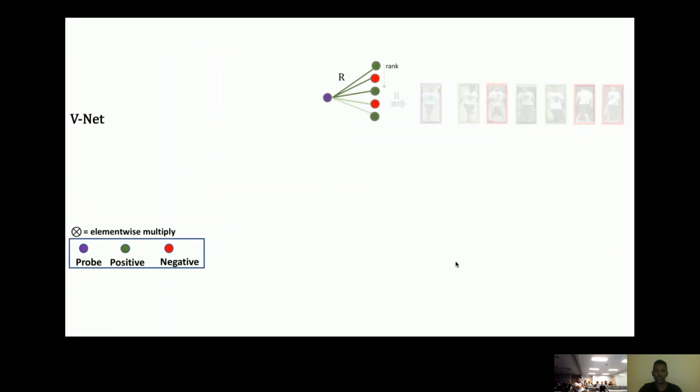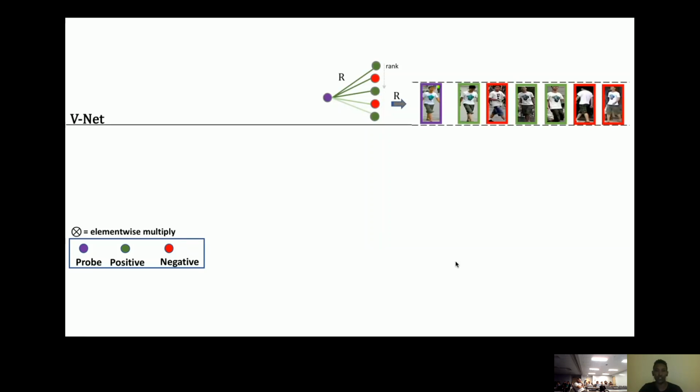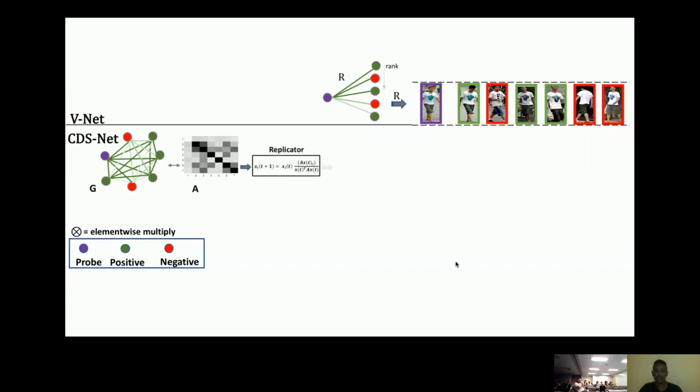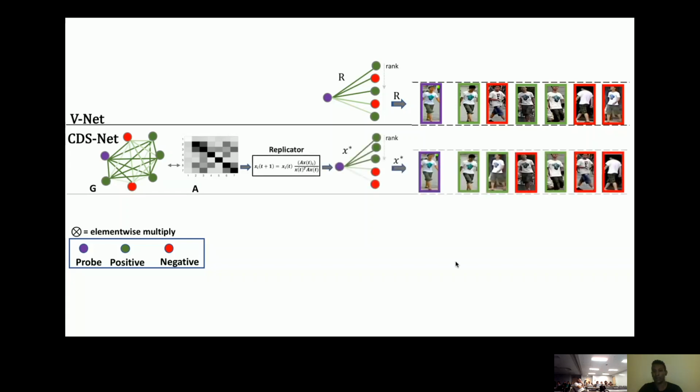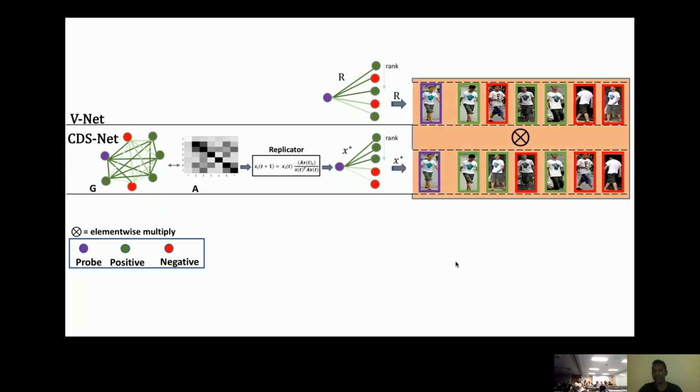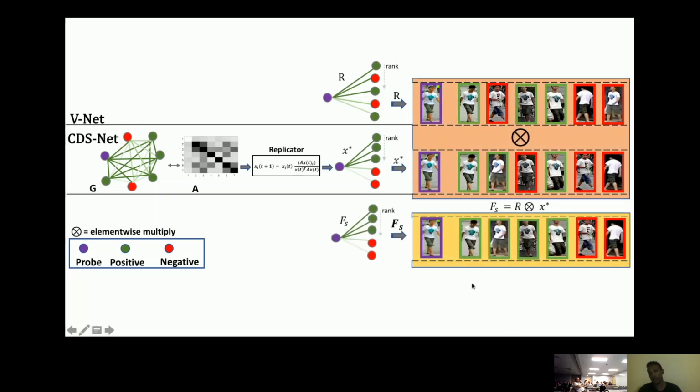Here we show some qualitative results when we use only the verification network and the constraint dominant set branch, and we demonstrate the benefit of using these two branches. As you can see here, when we fuse them, we find a better similarity score.